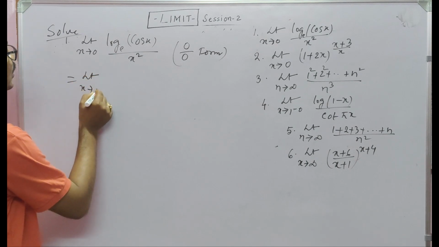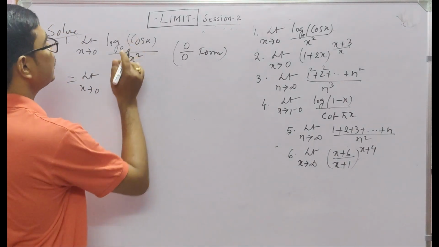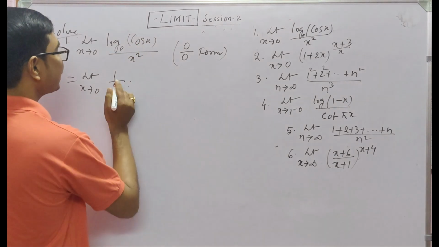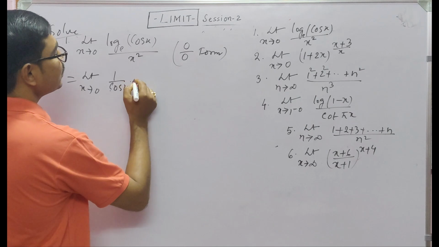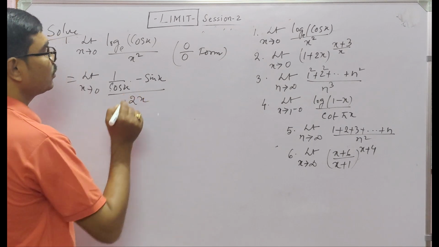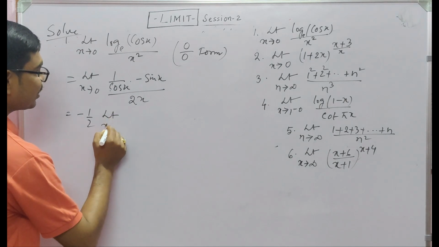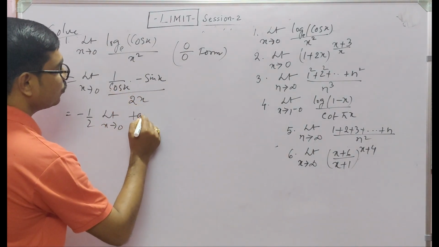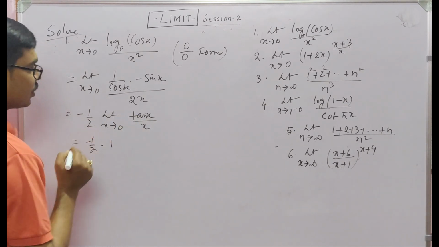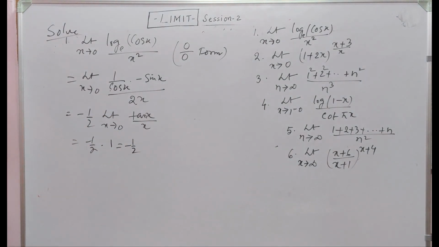L'Hopital's rule: x tends to 0, differentiate log of cos x, that is 1 by cos x into minus sin x, and differentiate x square, that is 2x. Minus half comes out, limit x tends to 0 of sin x by cos x equals tan x by x, that is minus half into tan x by x, limit x tends to 0 equals 1, so the result equals minus half.